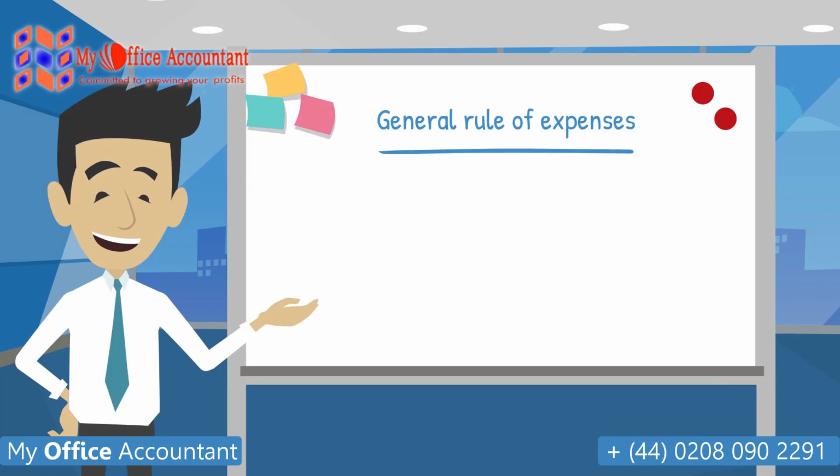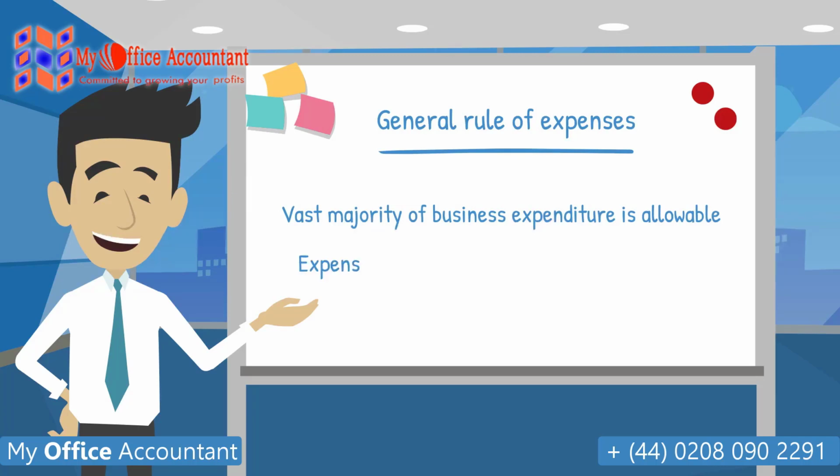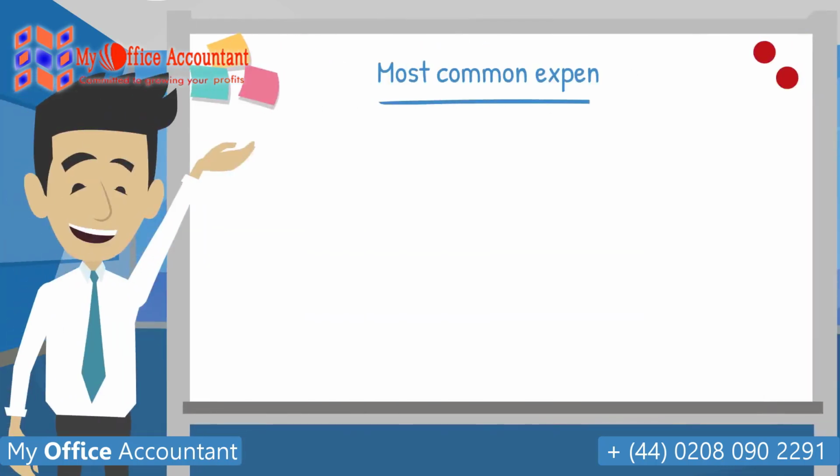Different types of business will have different types of expenditure. For example, a taxi driver will have weekly settle fees, and a plumber will have tools and material costs. But the good news is, as a general rule, the vast majority of business expenditure is allowable. Even expenses you have incurred personally for the business are generally allowable too. So, let's talk through the most common expenses that you can claim.